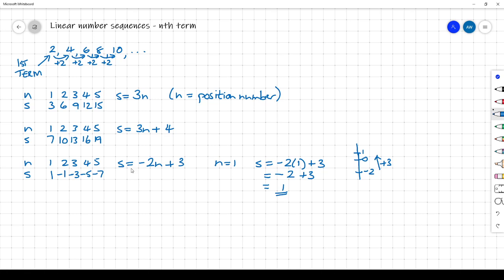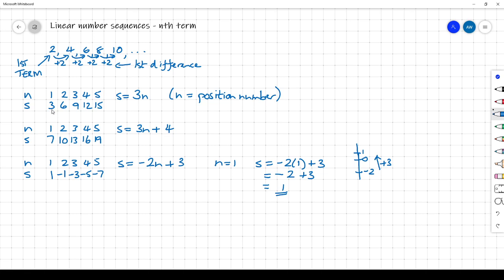Well, how do I know they're linear? Well, I said up here that a sequence is linear if this first difference, that's what we call that, is the same all the way along. And it's also called the term to term rule because we're going from term to term. And it is the same, plus 2, plus 2. So how do I know this is linear?